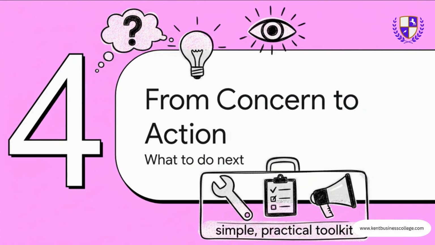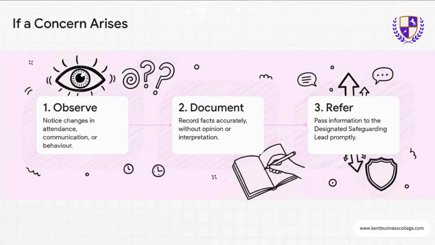So, you've noticed something. Something just feels off. The huge question is, what do you actually do now? Well, our final section, From Concern to Action, gives you a simple, practical guide for your very next steps. It all boils down to this clear, three-step process. First, you observe. You notice changes in things like attendance or how someone's communicating. Second, you document. You write down exactly what you saw or heard, just the facts, no opinions, no guesswork. And third, you refer. You immediately pass that factual info to your designated safeguarding lead.